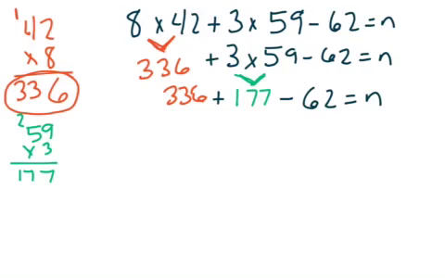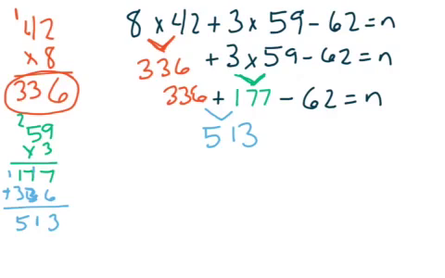Rewrite my problem. Now my next step when I was doing MAS is to add and subtract. I'm going to add and subtract from left to right, which is just how I read. So I'm going to start here at 336 plus 177. I'm going to add it over here. Oops, 336, not 66. Okay, 7 plus 6 is 13. I put my 3 and I carry my 1. 7 plus 3 is 10, plus 1 more is 11. And then 1 plus 1 is 2, plus 3 is 5. So I have 513. Now I still haven't used this minus 62, so I have to rewrite it.